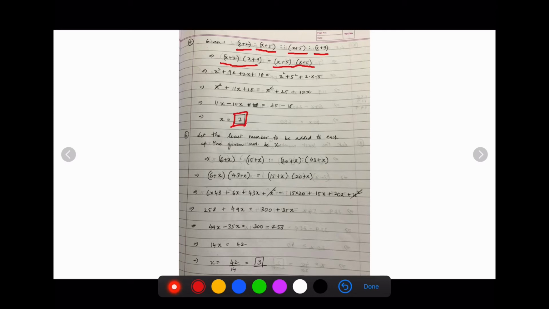In question number 6, you have to add a least number to each of the numbers given so that they are in proportion. There are 4 numbers, so it's a regular proportion. So you can assume the least number to be added is some variable x, so that 6 plus x is to 15 plus x, as 20 plus x is to 43 plus x. So again, product of the extremes is equal to product of the means. Then you simplify it further and solve for x. You should find the value of x to be equal to 3.